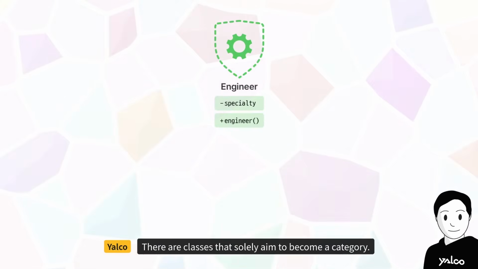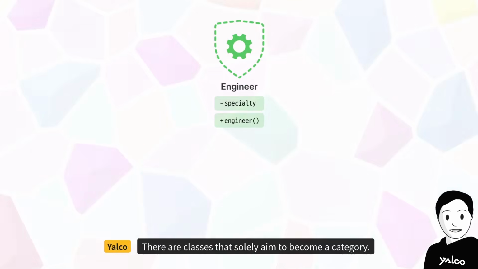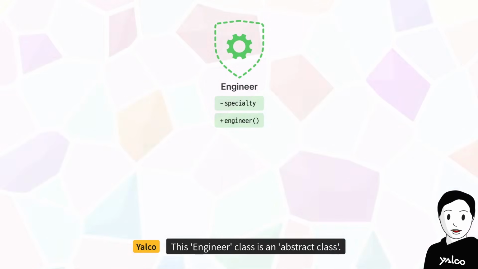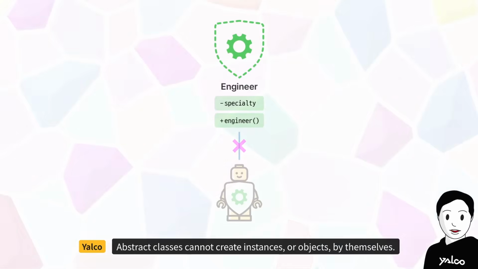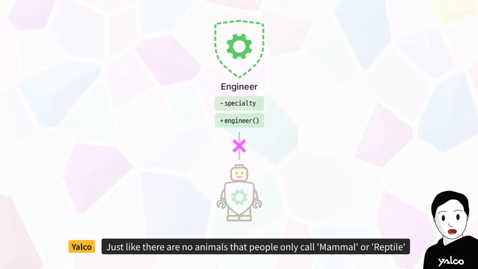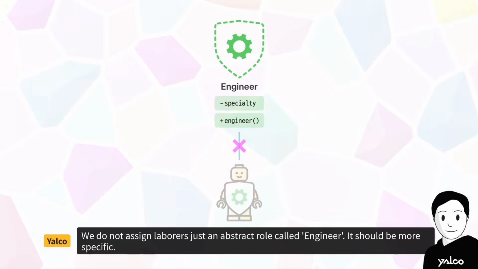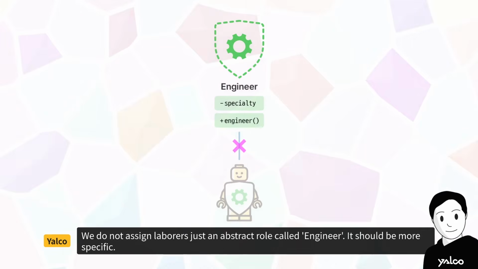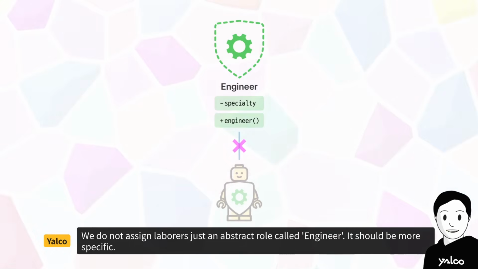There are classes that solely aim to become a category. This engineer class is an abstract class. Abstract classes cannot create instances or objects by themselves. Just like there are no animals that people only call mammal or reptile, we do not assign laborers just an abstract role called engineer. It should be more specific.